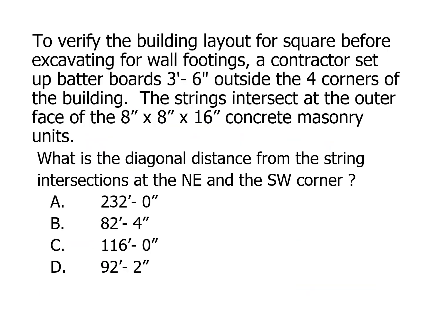Now here's where we would use this in our plans. It says, to verify the building's layout for square before excavating for wall footings, a contractor sets up batter boards 3'6" outside the four corners of the building. The strings intersect on the outer face of the 8-inch by 8-inch by 16-inch concrete masonry unit. What is the diagonal distance from the string intersections at the northeast and southwest corner? I'm standing out on the lot first thing in the morning, trying to verify that what I'm building is laid out square, at 90-degree angles.